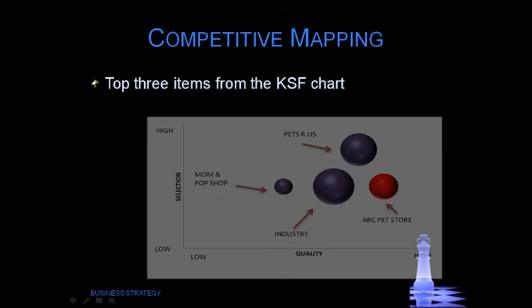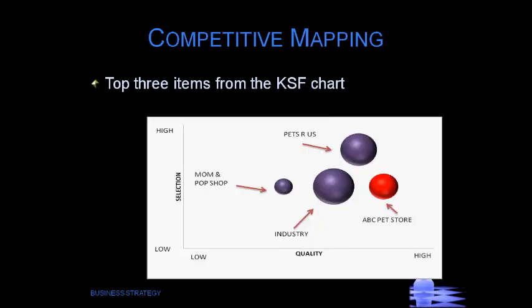The next thing we want to do is competitive mapping. We take the top 3 items, or the top 3 most important to us items from the key success factor chart, and we make a bubble map. And there is a video on YouTube about how to create a bubble map so that we can see visually where we are.